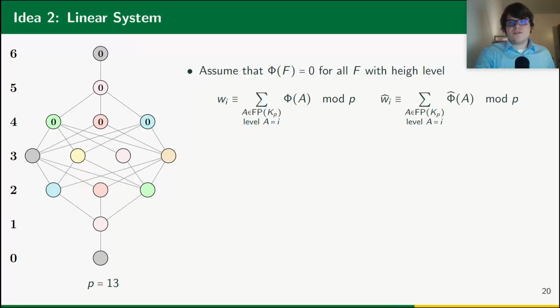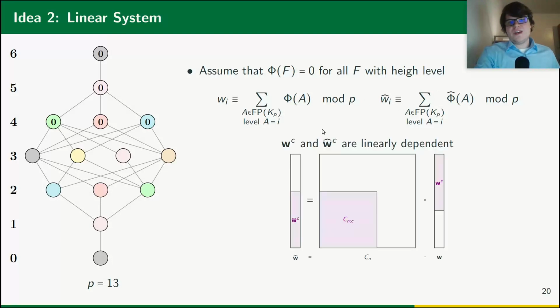And for the second approach, where we have this linear system of equations, we just assume that all of the levels at some point are equal to 0. And what we do is we simply sum up all of the phi values for one specific level, and then we also sum up all of the alternating enumerators for one specific level, call these w_i and w_i hat. And now we can see that these are linearly dependent on each other with some matrix C here that is actually not hard to compute.